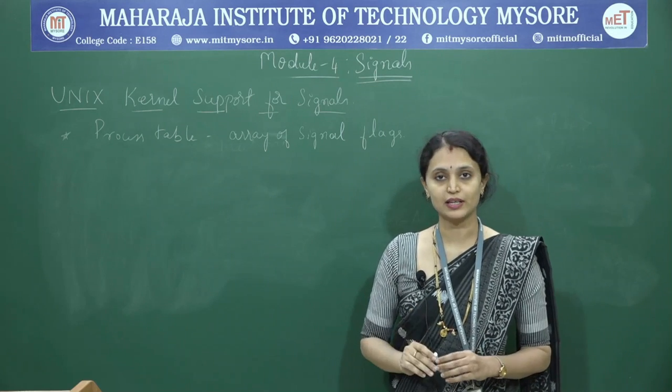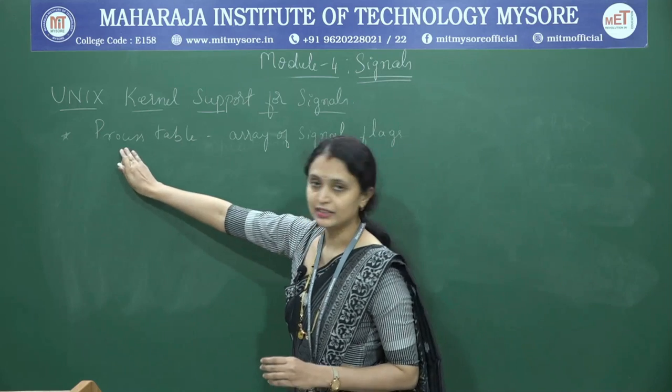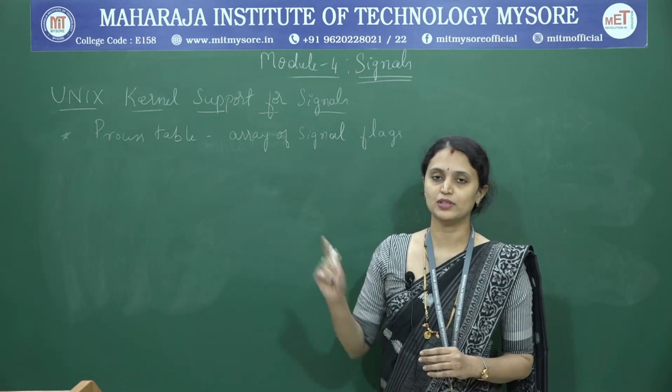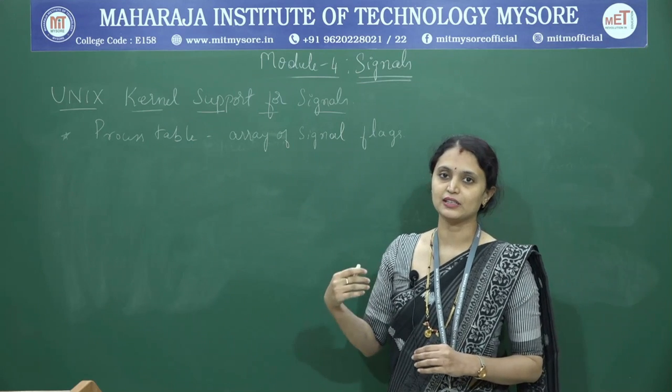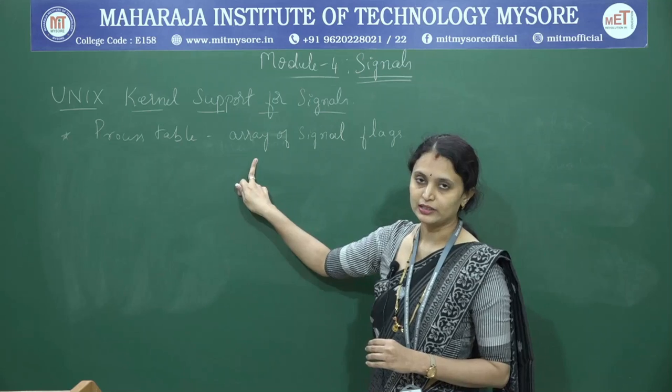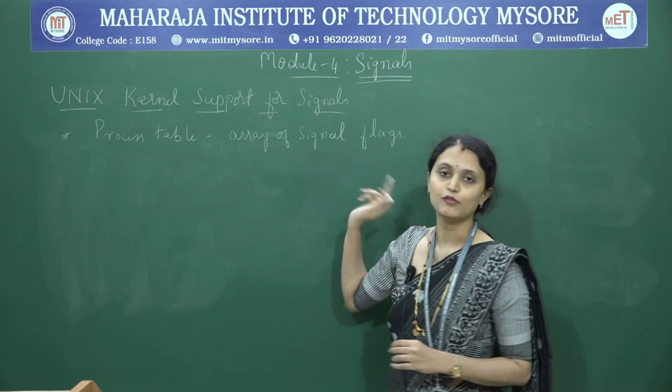I will repeat once again. The kernel contains the process table. This process table will contain an entry for each of the signals in terms of an array, so it contains an array of signal flags.